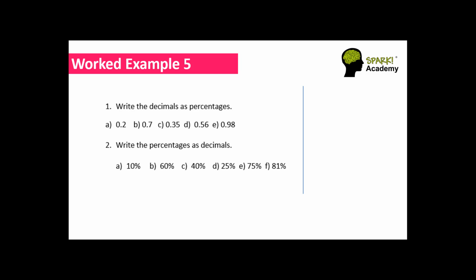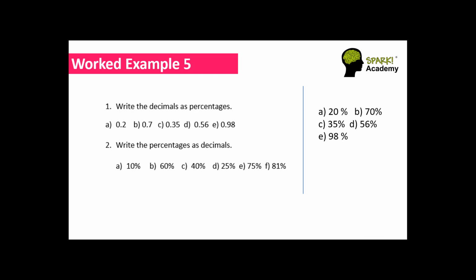I'd like you to have a go at writing down the decimals as percentages. So we've got 0.2, 0.7, 0.35, 0.56 and 0.58. Then have a go at writing down the percentages as decimals: 10%, 60%, 40%, 25%, 75% and 81%.